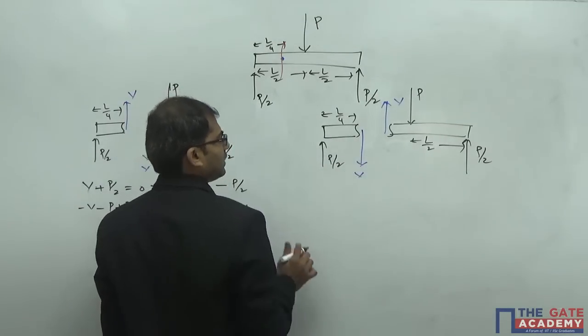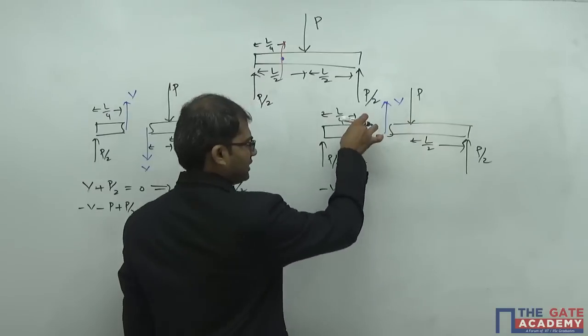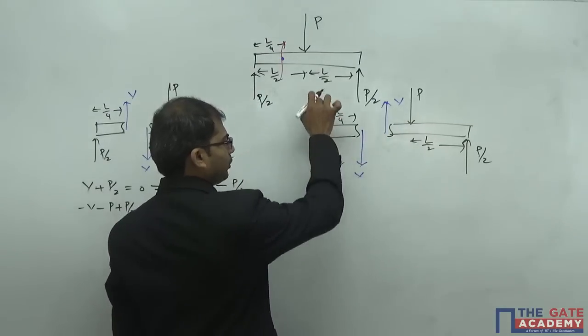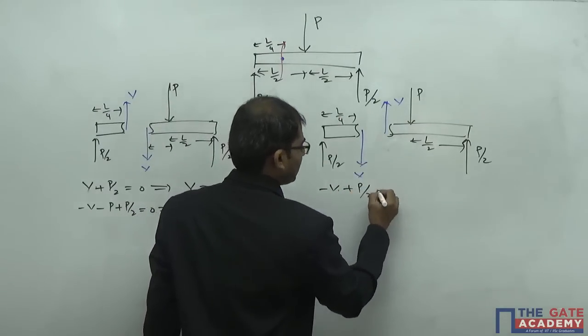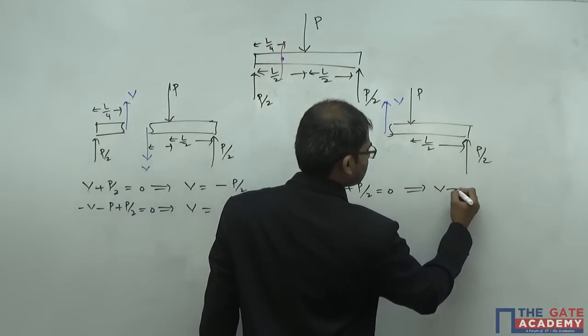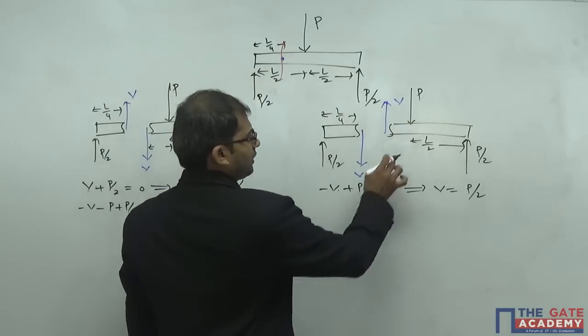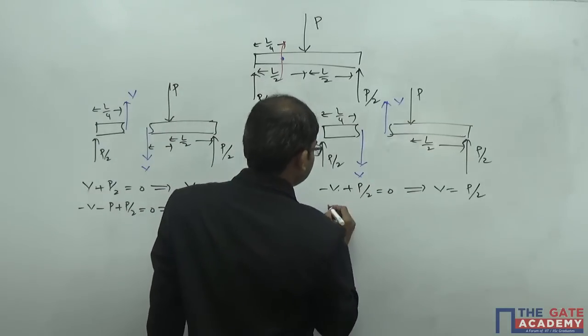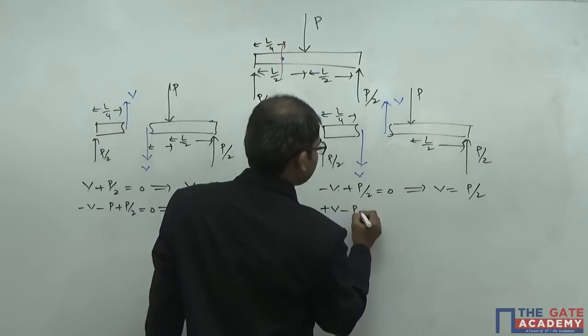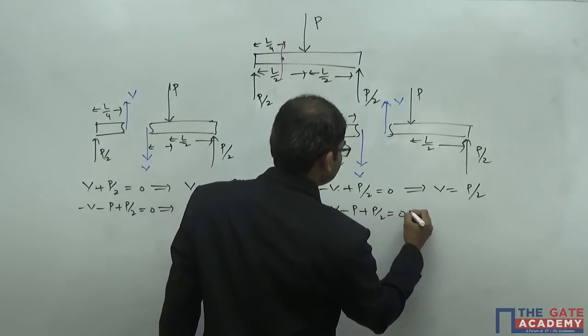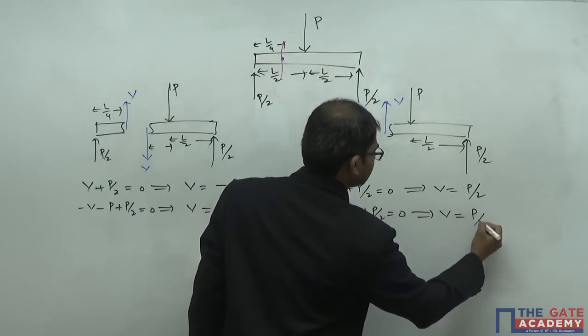If you go with the first one, you'll get minus V because V is acting in downward direction, P by 2 is acting in upward direction. So minus V plus P by 2 is equal to 0. This implies that V is equal to P by 2. In the same way, if you go with this one, you'll get plus V minus P plus P by 2 is equal to 0. So you'll get V is equal to P by 2.